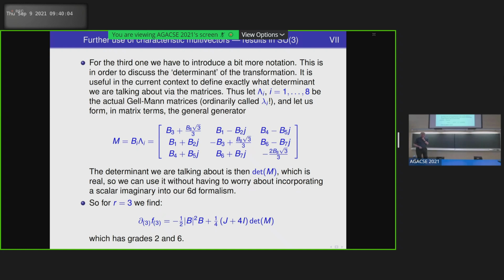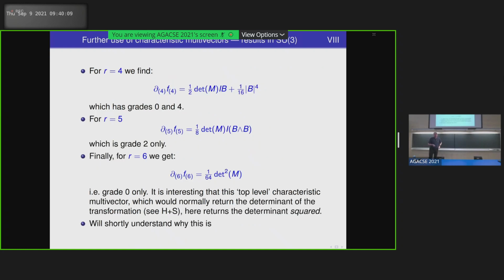And that, again, looks very nicely intrinsic and invariant in the space. And we carry on. I won't go through all these. We get a fourth one, the fifth one, and then for R equals 6 is quite interesting because we get D6F6 is 1/64 det squared M, grade 0 only. And it's interesting that this top level characteristic multivector, which would normally return the determinant of the transformation, here returns the determinant squared, and we'll shortly understand why that's the case.